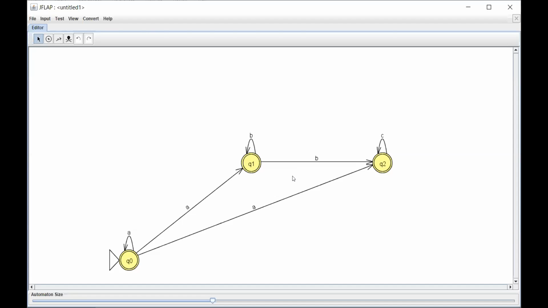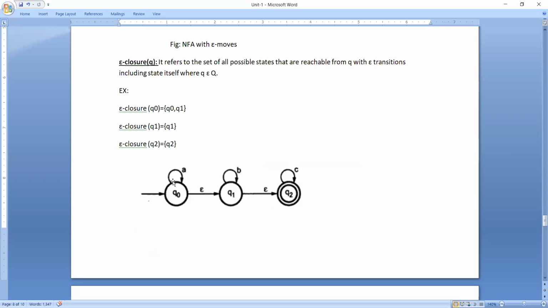Check whether ABC is accepted or not. On A, I will go for Q1. On B, I will stay in the same state, or I can go to Q2, and then I can reach the state C. So like this, please check. Whatever language or strings are accepted by your NFA epsilon, the same strings are also accepted by your NFA.